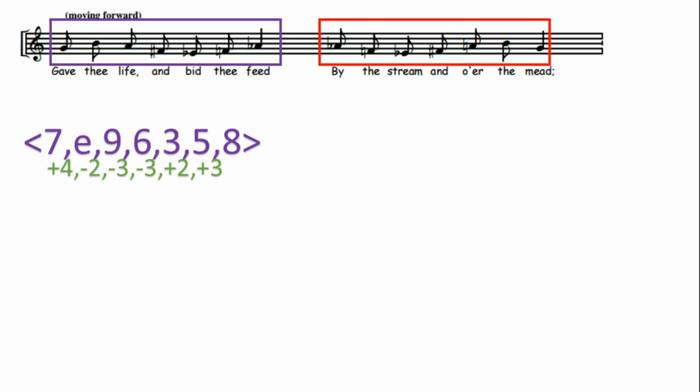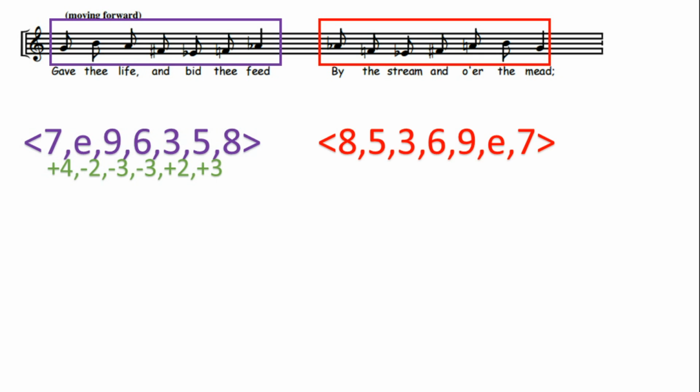Again, Objective 56.1 says define, identify, label, and calculate retrograde of a pitch segment. When a pitch segment is in retrograde, the pitches are displayed in reverse order. We can visually see from the notation that the segment in the red box is in reverse order of the segment from the purple box.